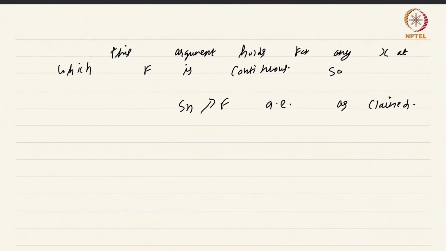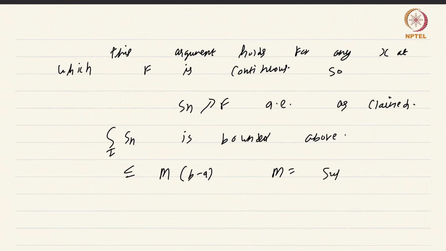Okay, so we still have to show that the integral over I of Sn is bounded above. Well, that's obvious because integral over I of Sn is going to be less than m times b minus a, where m is equal to supremum of f of x as x ranges through closed interval ab. Recall that f is a bounded function being Riemann integrable. Therefore, there will be a supremum for this function on the whole closed interval ab.